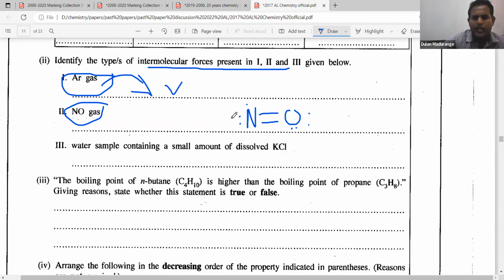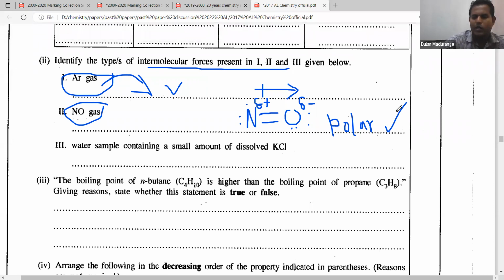You know there's a polarity difference, right? Oxygen is delta minus and nitrogen is delta plus. So there's a polarity difference, so there's a dipole moment. As there's a dipole moment, we say this molecule is polar. We say the NO molecule is polar. And as it is a polar molecule, you should observe dipole interactions in it.